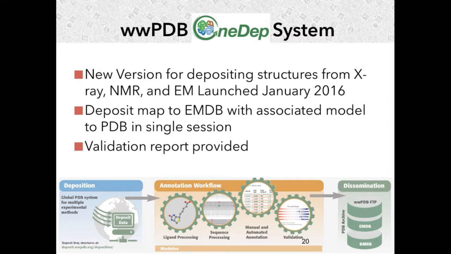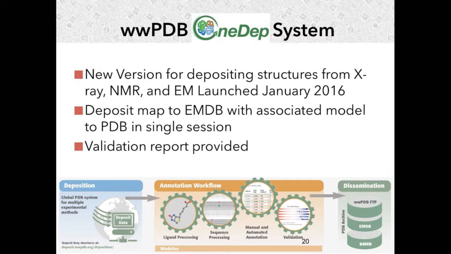When we started in 2007, we had separate systems for depositing maps and depositing models. So you would go to EMDep and deposit your map, and then we invented a cute little thing where you could push a button at the end of your map deposition, and if all went well, your metadata would be transferred to the PDB deposition system. So your microscope voltage, sample information, how you made your specimen, those kinds of things would get transferred over to PDB.